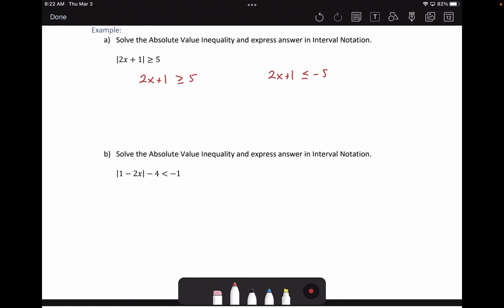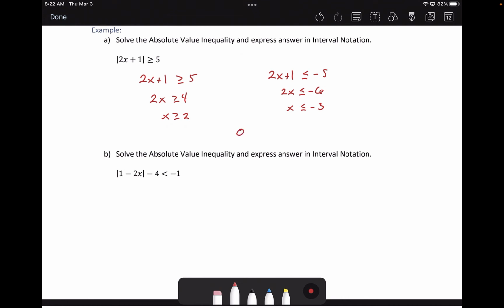On the left, subtract 1. And then divide by 2. And on the right, subtract 1 and divide by 2. The next thing we'll do is sketch this to help us set up our interval notation.